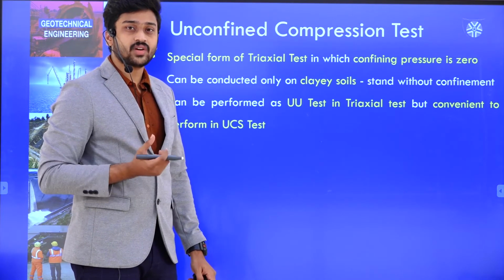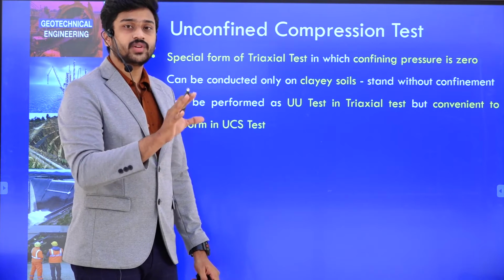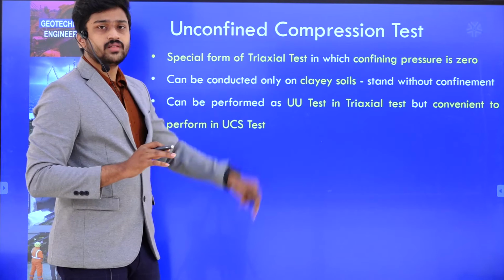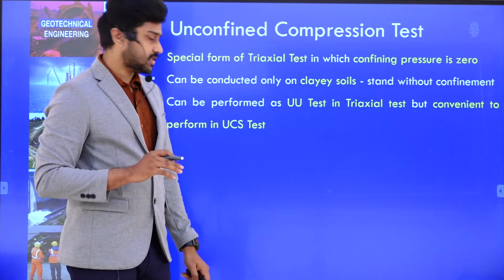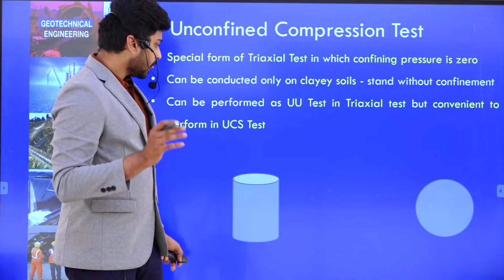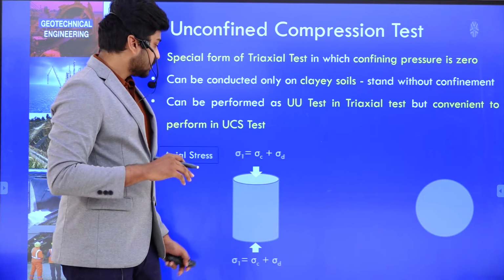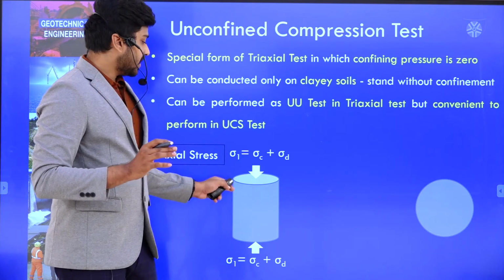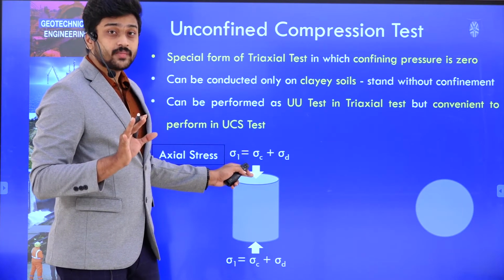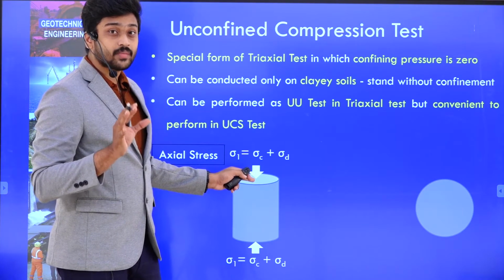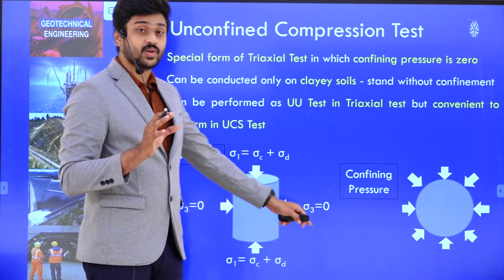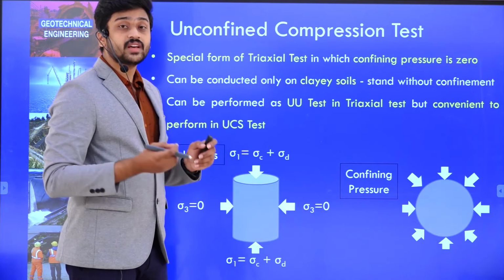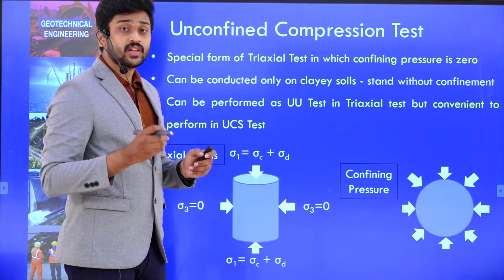Okay, if I have a clay soil and I have to carry out a UU test in triaxial, I can simply perform that as an unconfined compression strength test. Now, let us look at what is the difference here. It is a similar sample where initially confining pressure and deviator stress are applied, but the confining pressure is 0. That means sigma 3 is 0. Initially we are not applying any confining stress or confining load.